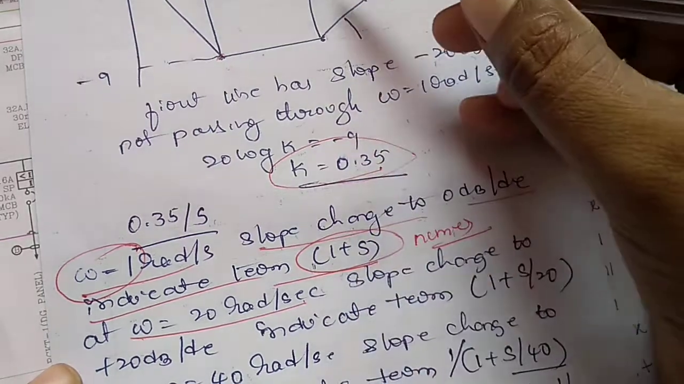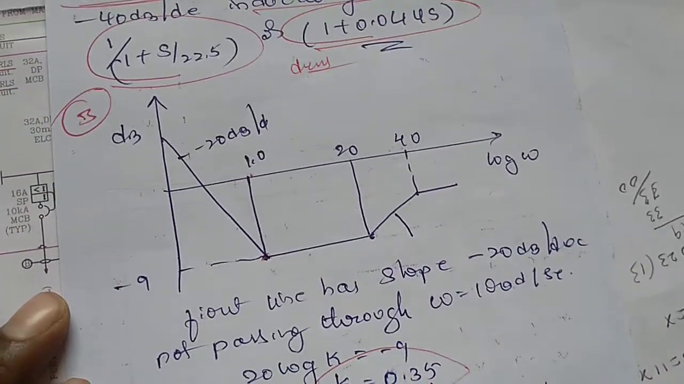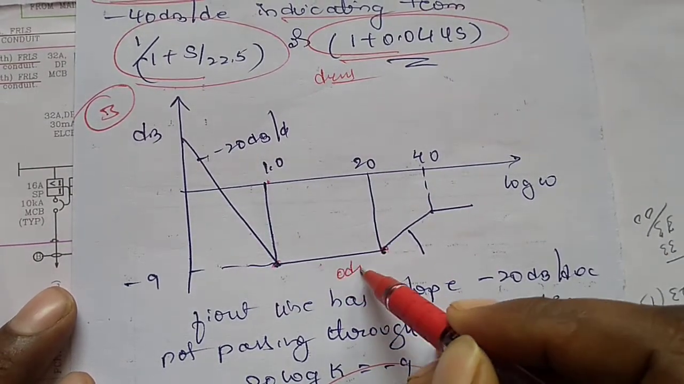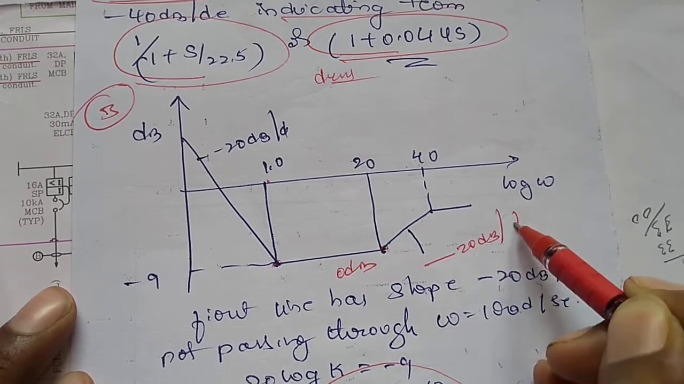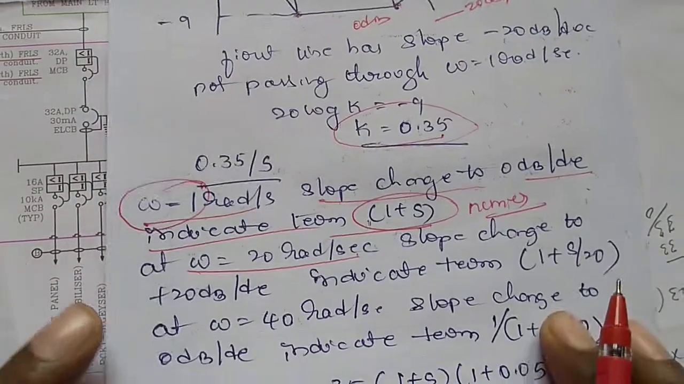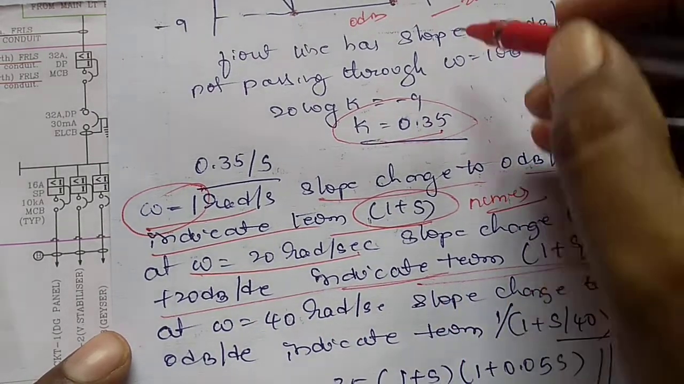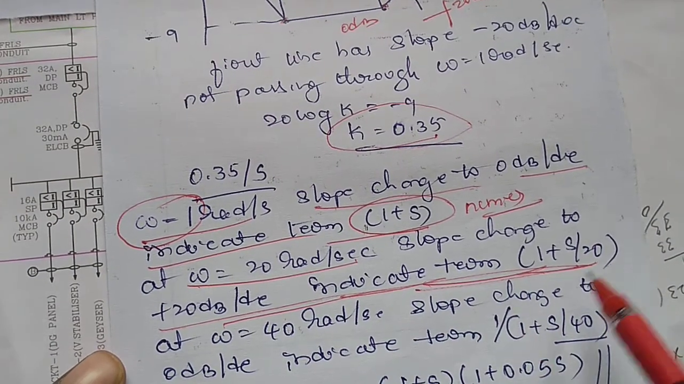At omega equal to 20, observe the graph. At omega equal to 20, the slope changes from 0 dB to minus 20 dB per decade. Then the factor is present in the denominator. We will get the values.